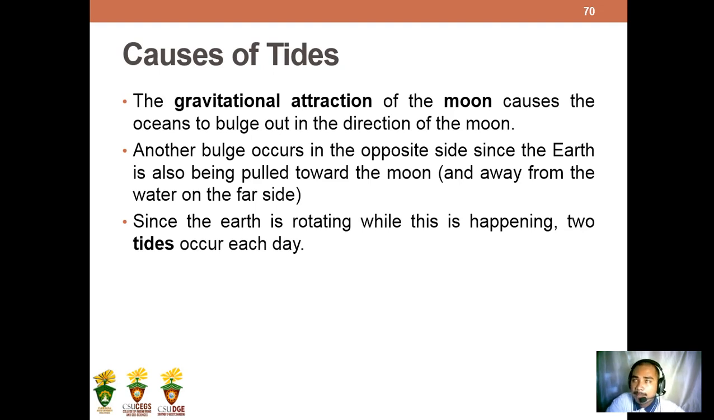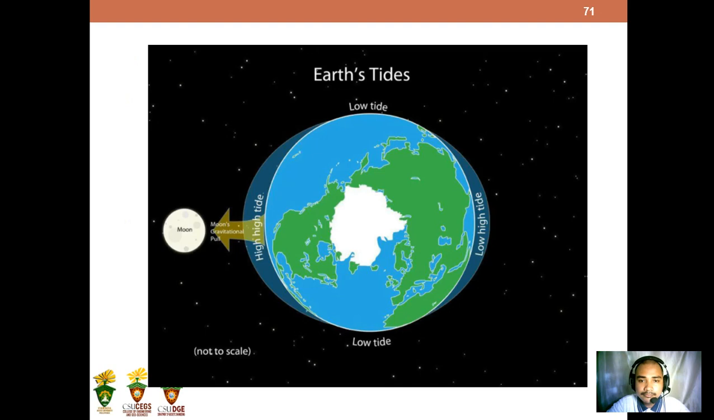No? Kaya since si moon is pull siya or nag-enact siya og gravitational forces to Earth. So sa part na kung asa si moon na dapit, mas madaghan, mas pulled out niya ang water. But the other side, kay since si Earth pod is naay gravitational force na nag-enact to the moon, so naay water na mabilin sa pikas na part. And since the Earth is rotating while this is happening, there are two tides that occur each day. So this is an illustration.